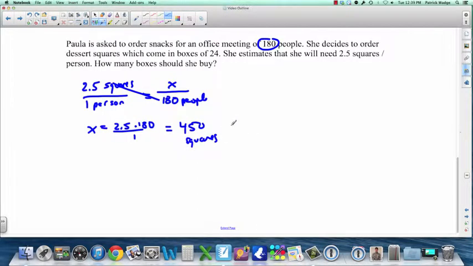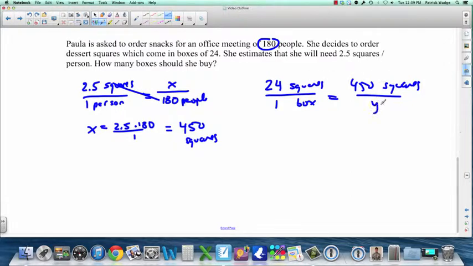Okay, now there should be something else we have to do. We need to know how many boxes should she buy. And it says that dessert squares come in boxes of 24. In other words, there's 24 squares in how many boxes? One box. And what we have is 450 squares. So I put it on top because squares are on top. And now I want to find out this. How many boxes do we need? So y is equal to 1 times 450 and then divide by the 24. And if you do that, you will get 18.75 boxes.